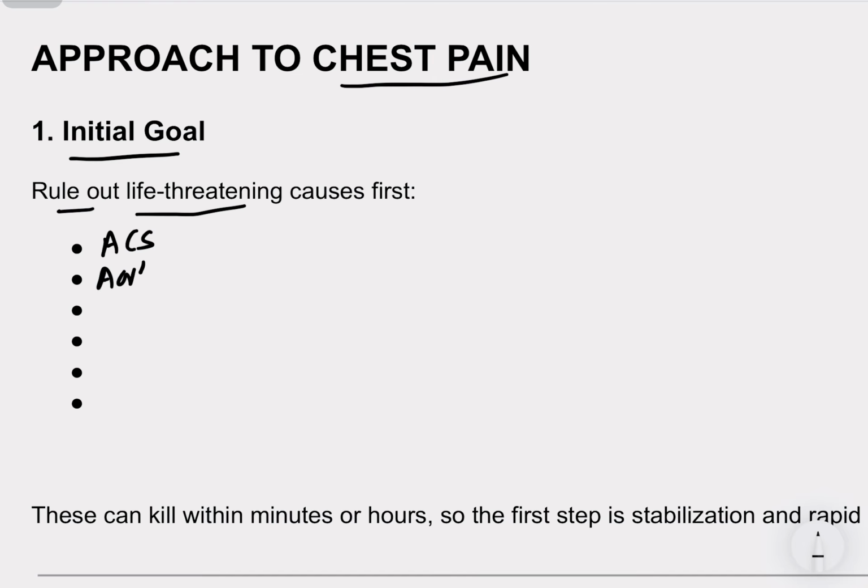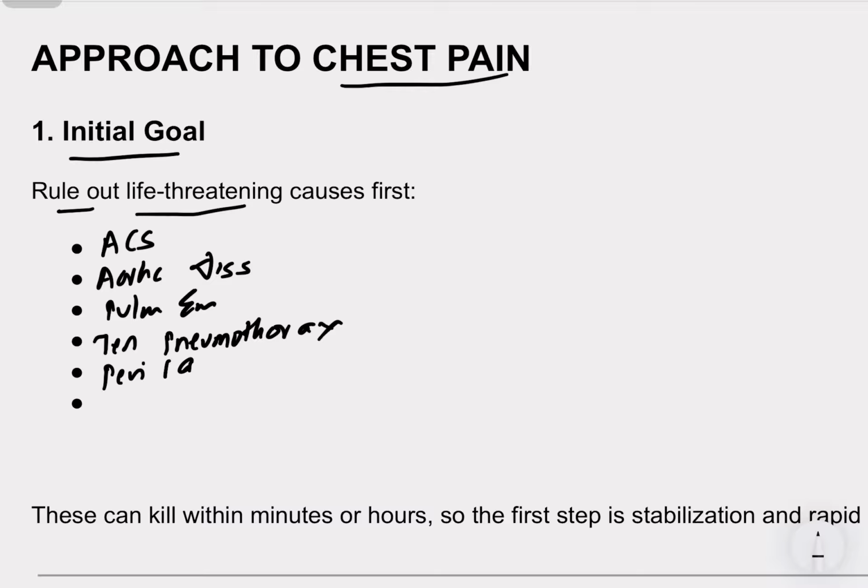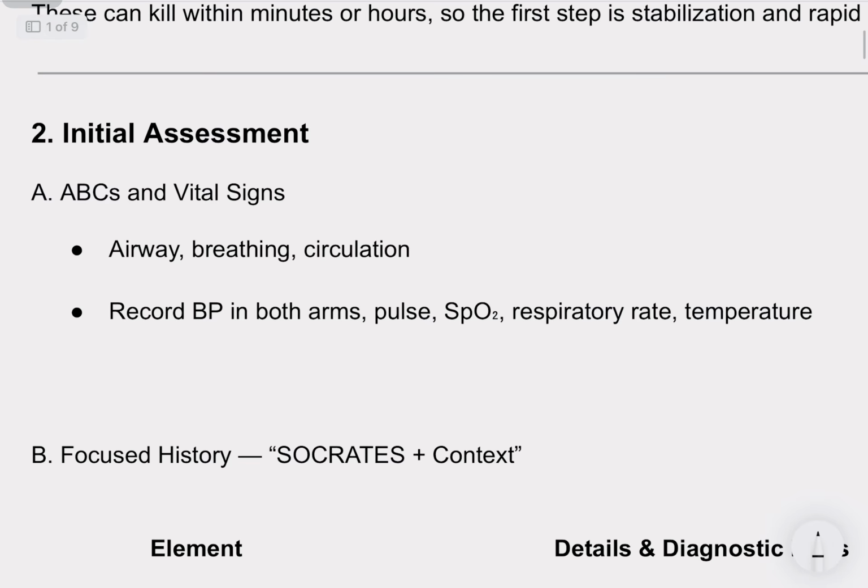After that, aortic dissection, pulmonary embolism, tension pneumothorax, pericardial tamponade, and esophageal rupture. These are the six things which should be ruled out first, and we have to deal with the patient if we think our patient has chest pain due to any of these things.